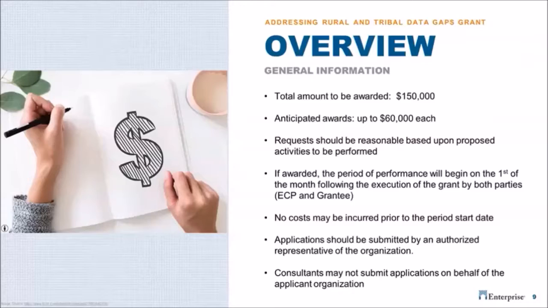HUD has told us that we are no longer able to backdate grants, so we are to reimburse for costs only after the grant has been fully executed. So costs may not be incurred before that period start date. Now, this does not necessarily mean that you can't start a project or continue a project that you might already have in progress. It's just that Enterprise can't reimburse for anything prior to that period start date for our grant.